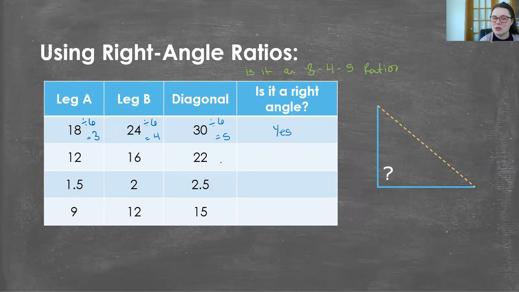If we look at the next one here, we have 12, 16, and 22. So looking at it, let's see what we can reduce. I can see here that I can divide them all by 2. So divide 12 by 2, and I'm left with 6. Divide 16 by 2, and I'm left with 8. 22 divided by 2 leaves me with 11. I can't reduce anymore. It is not a 3, 4, 5 ratio. So no, this does not have a right angle.